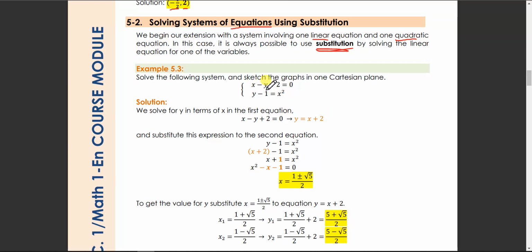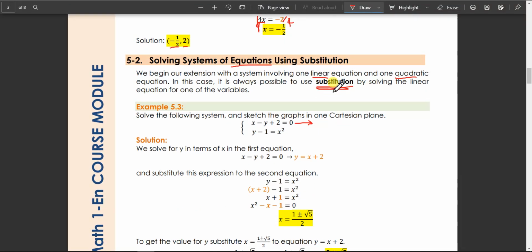So we have given x minus y plus 2 is equal to 0 and the other one is y minus 1 is equal to x squared. So this is the linear equation because wala siya square sa iyahang superscript, sa iyahang mga variables. And this is our quadratic equation. Okay? So solution, so that this is by using the substitution method.